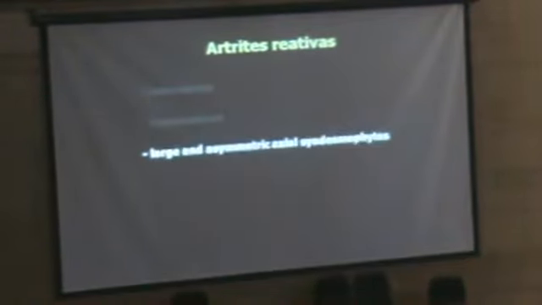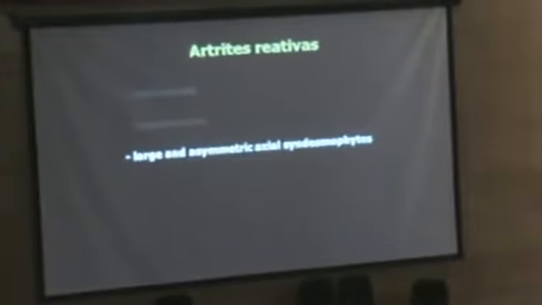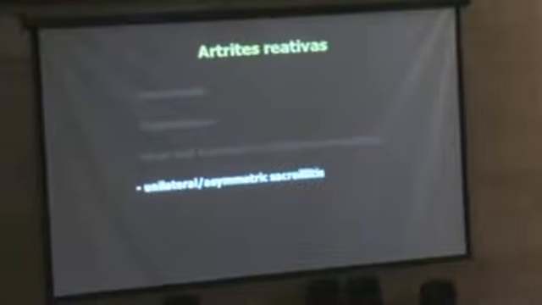In reactive arthritis, we don't see a lot of osteopenia. We see a lot of hyperostosis. We see large and asymmetric axial syndesmophytes, and unilateral and asymmetric sacroiliitis. So this is very similar to psoriatic arthritis. Those have very similar findings, so think about those two when we see those findings.